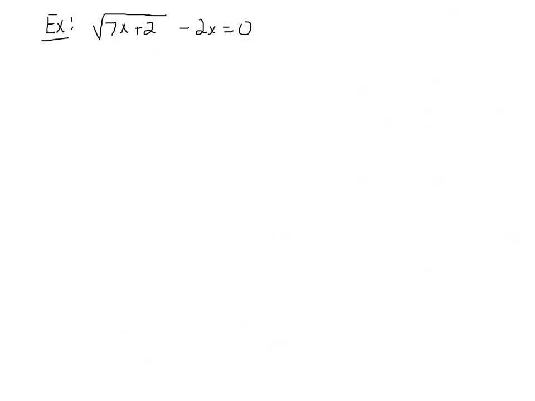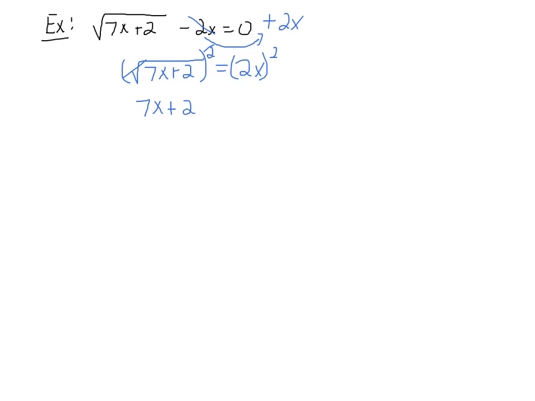Okay, let's do one last example. Again, we need to isolate our variables, so we need to move this to the other side and make that a plus 2x. So we're going to have the square root of 7x plus 2, and that equals a positive 2x. So we need to square both sides. And again, as you're working through this, if you want to pause the video and try and work through this yourself, that would be a good idea.